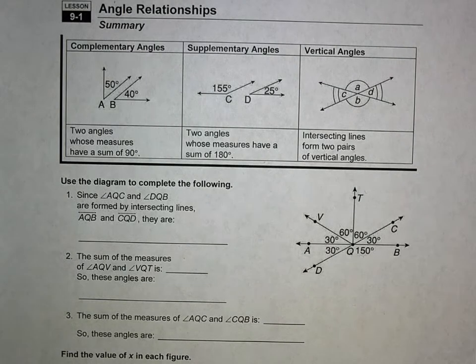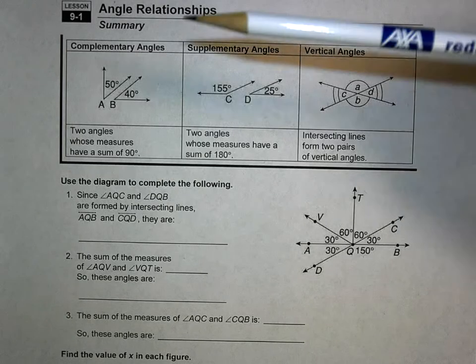All right, let's talk about angle relationships. This is the summary slide for that, lesson 9.1. This is one of the lessons where this diagram here is probably one of the best I have ever seen because it's simple.